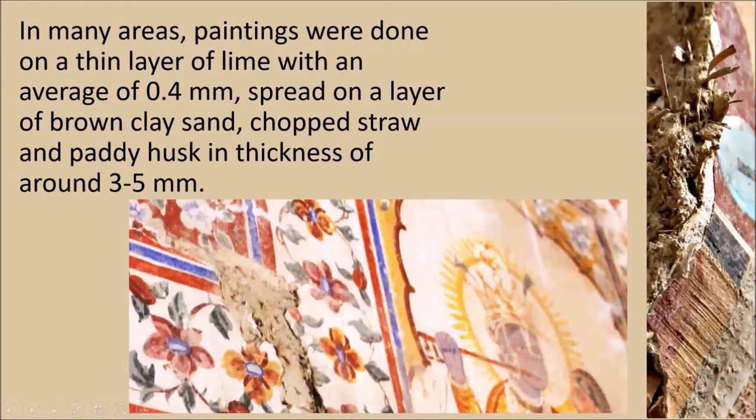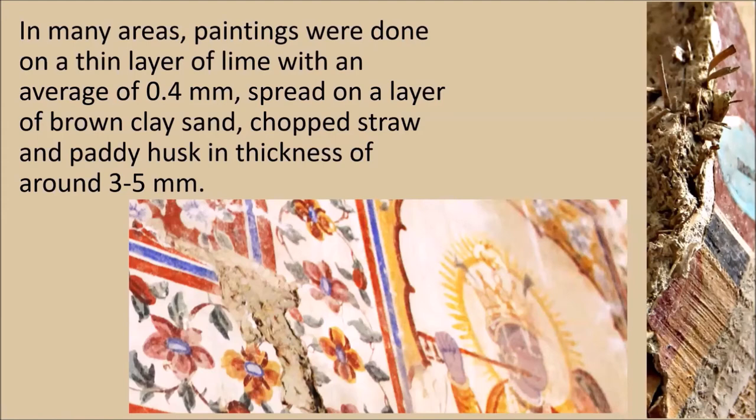And in many cases, we have seen that painting is done on a thin layer of lime with an average of 0.4 millimeters spread on a layer of brown clay, sand, chopped straw, and paddy husk in thickness of about 3 to 5 millimeters. And these are the cases where we have worked, and I wanted to show you the pictures.